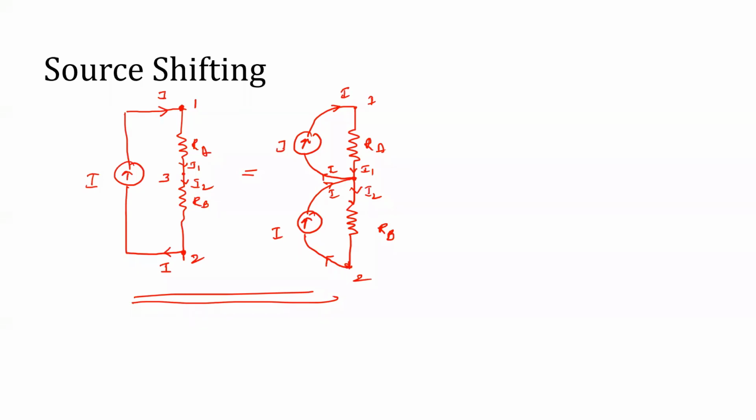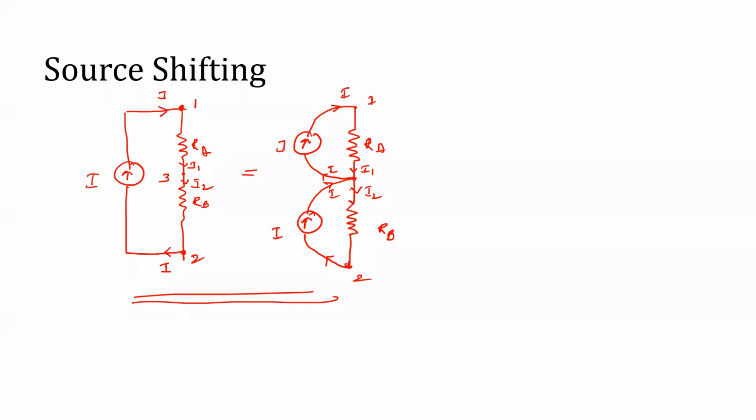So this source shifting is needed in most of the cases to reduce the circuit into its simplest form. Have you understood this concept? Source shifting is a concept of converting a form of network into another form without affecting its nature. Okay, it is a simple concept. Source shifting is a technique to convert a complex network into a simple network without disturbing its actual nature.